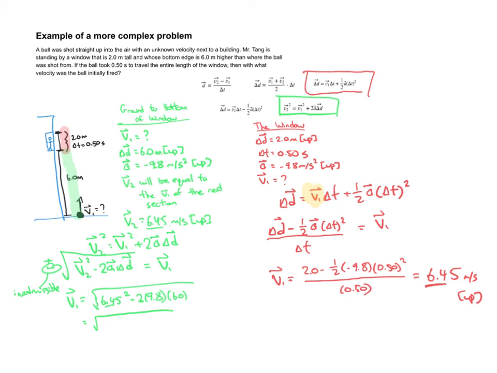Okay, so if I start with 6.45 and square it, that's giving me 41.6025, and that's going to be to two digits. And the other part, so 2 times 9.8 times 6, it's giving me 117.6, and that's also to two digits. So now I do my subtraction step.